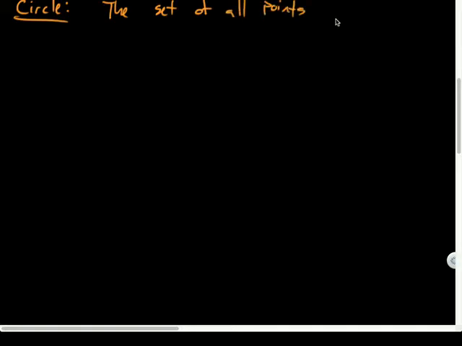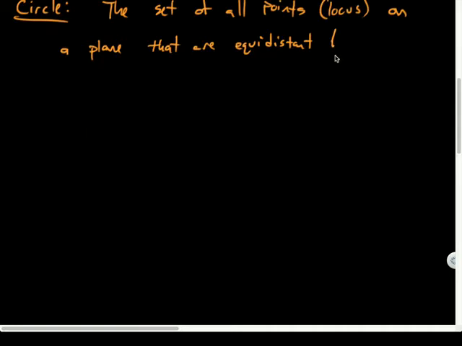and this is just a math word. Anytime you talk about the set of all points, you could call that the locus of all points, not locust, not like locusts and honey or plagues. A locus is a set of all points on a plane that are equidistant from a fixed point, which is going to be the center.